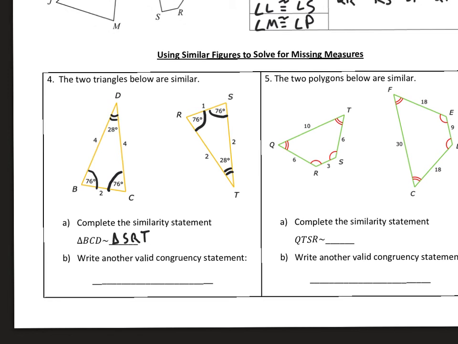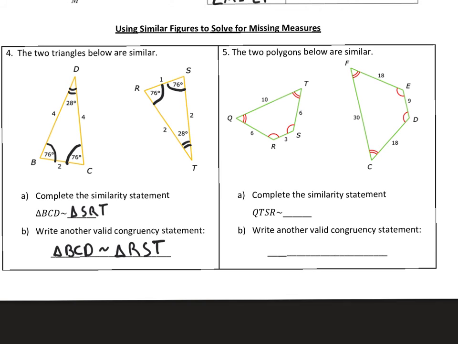But since R and S have the same measure and it's a triangle, we could also say that triangle BCD is similar to triangle. I could start with R, and then S, and then T. And those would also be similar to each other because they are isosceles triangles, and that matches up that way as well.